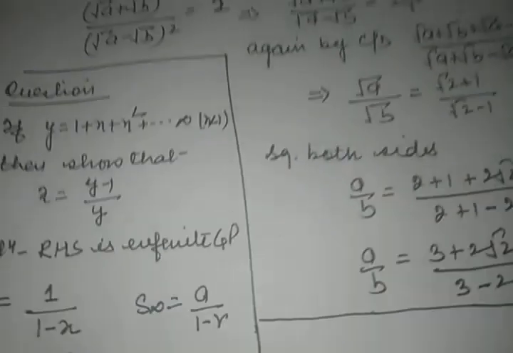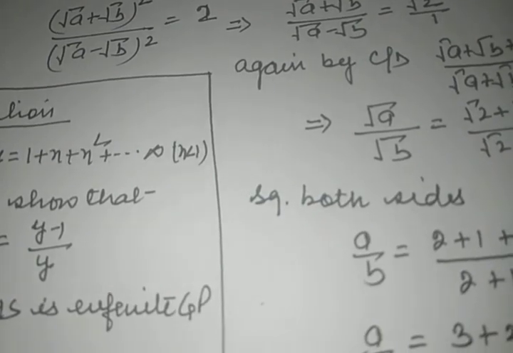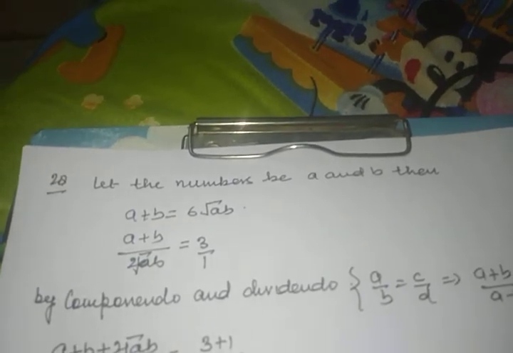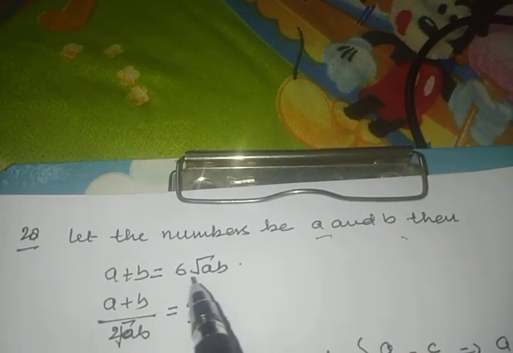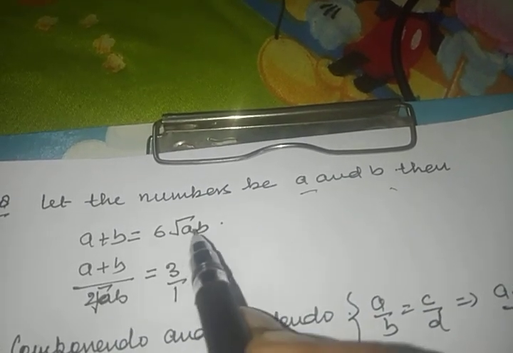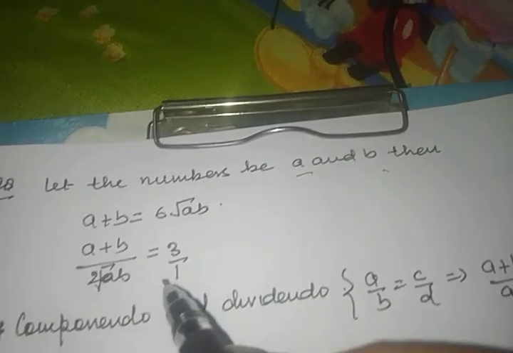Now this was the 28th question. This is very important. The question was: the sum of two numbers is 6 times their geometric mean. So I have taken two numbers a and b. The sum of the two numbers is equal to 6 times their geometric mean, that will be root ab. So I have done here what? (a+b)/(2 root ab) equals 3, written like this.